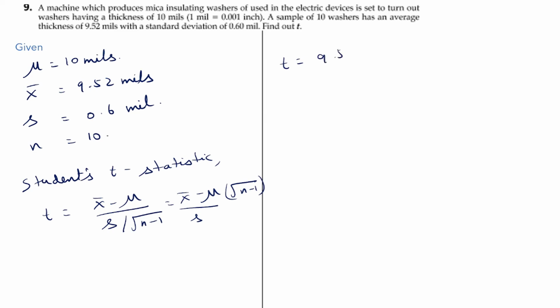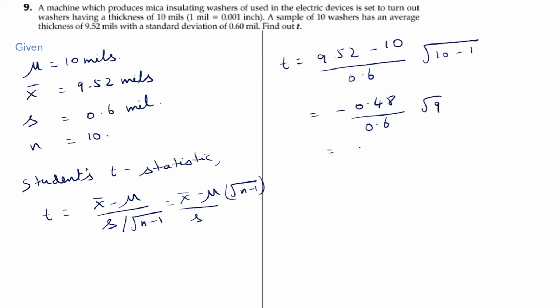X bar is 9.52, mu is 10 upon s is 0.6 into root of 10 minus 1. So this, when we simplify, we get it as minus 0.48 upon 0.6 into root 9, or it is minus 0.48 upon 0.6 into 3. This is 2.4. Therefore, T is equal to 2.4. This is the value of T.